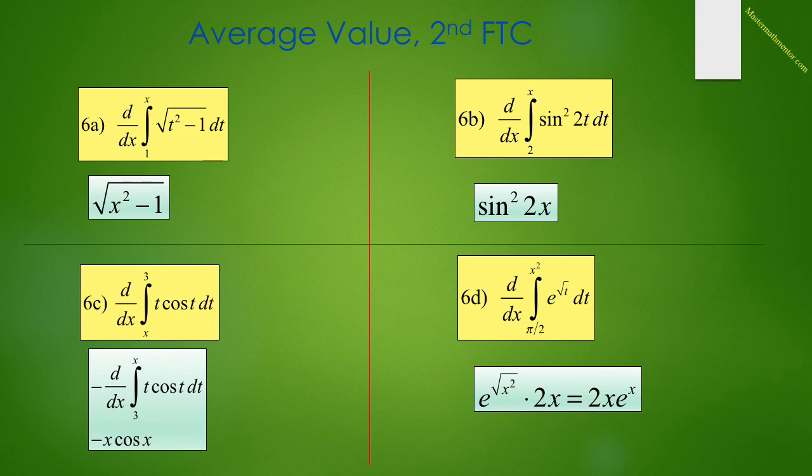In 6d, we're asked to find the derivative with respect to x of the integral from pi over 2 to x squared of e to the square root of t dt. Using the second fundamental theorem of calculus, we will replace the t with an x squared. So we get e to the square root of x squared, but we must then multiply it by the derivative of x squared, which is 2x. That, of course, is the chain rule. So our final answer is 2x e to the x.